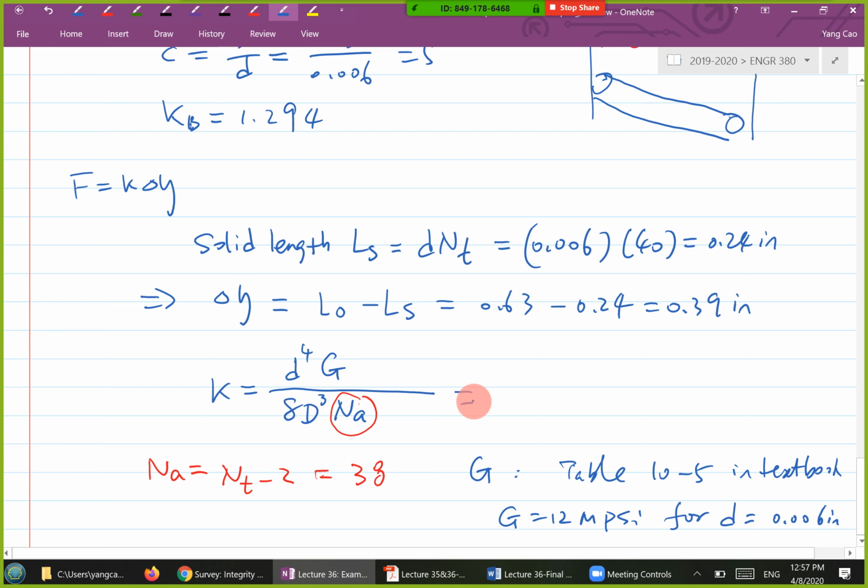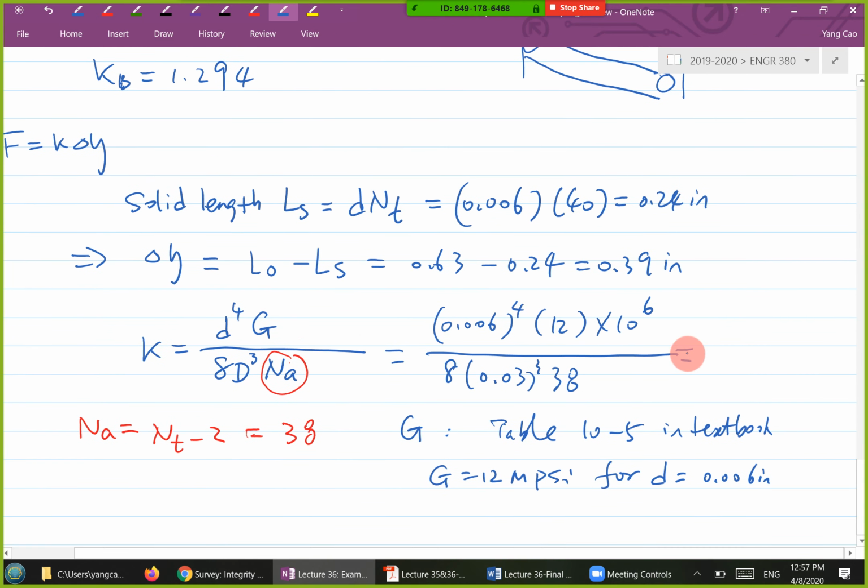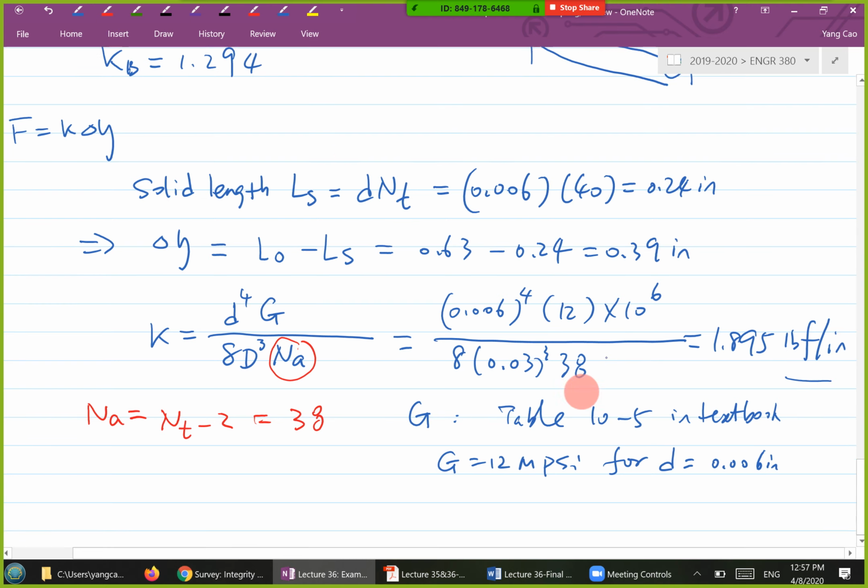We calculate this spring stiffness. And the result for this calculation gives you 0.895 pound force per inch. Notice that I converted the mega psi to psi by multiplying by 10 to the power 6. So the unit ends up as just a standard pound force per inch.